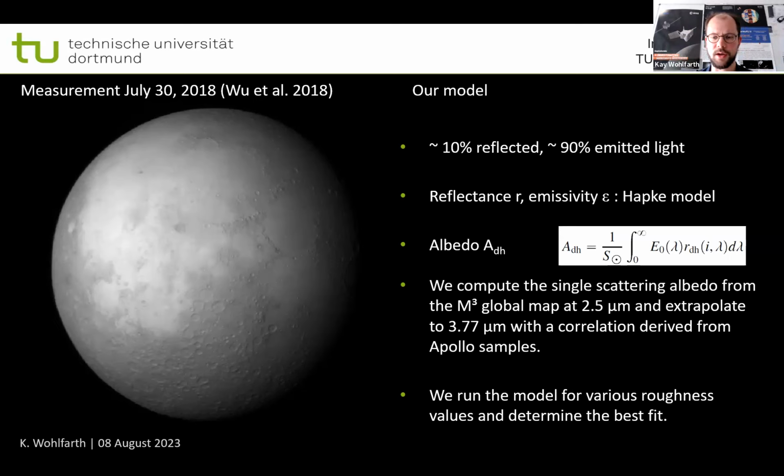So it's a very stable relationship, and I'm quite confident about this extrapolation to get the single scattering albedo. I combined everything, computed the reflected light for the entire disk, the thermal emission, and the thermal roughness model, plugged everything together and ran it for different roughness values from 10 to 40 degree average roughness angle, and determined the best fit that best describes the data.